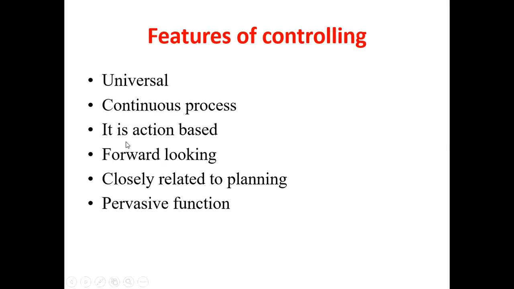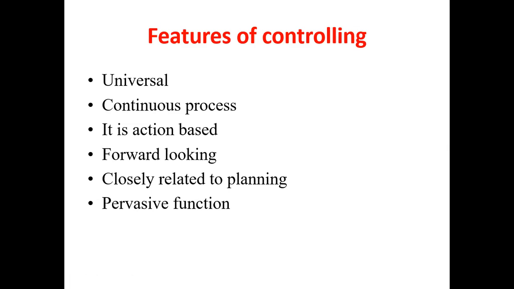Next, controlling is action based. Action is an essential element of controlling. Controlling consists of the actions which ensure performance according to the desired standards. So controlling is action based. Next, controlling is forward looking. Controlling is linked with the future, but not with the past. It concentrates only on the future point of view. A proper control system prevents losses and minimizes wastages. So controlling is forward looking.